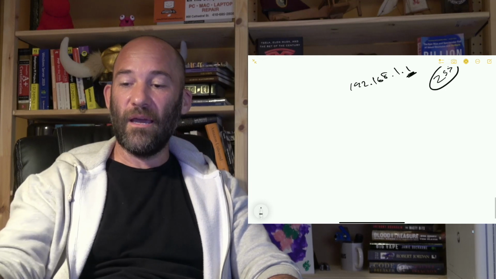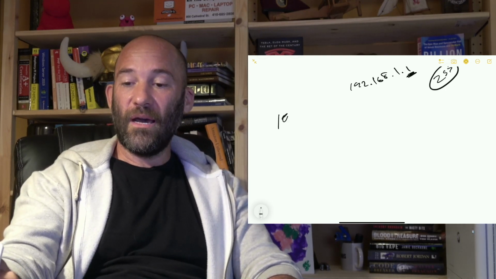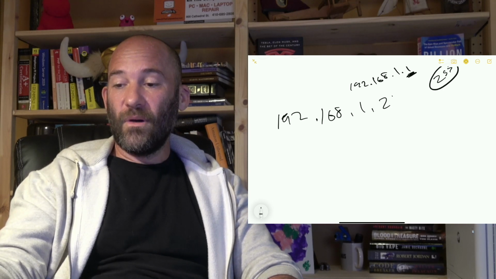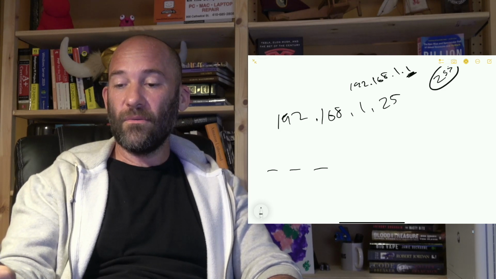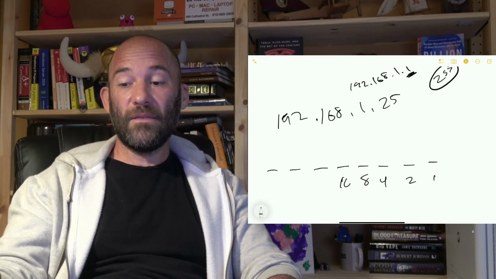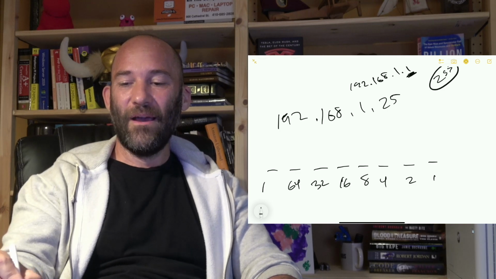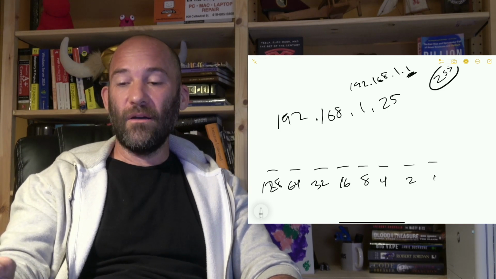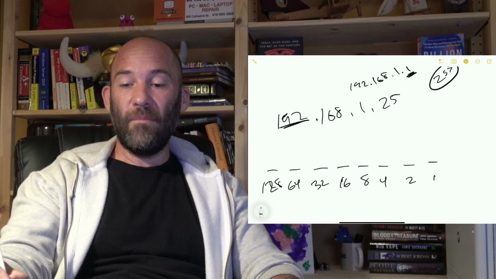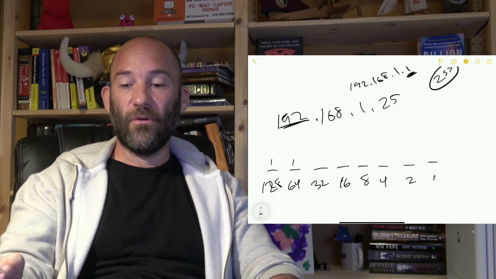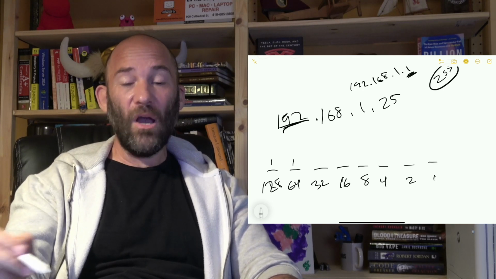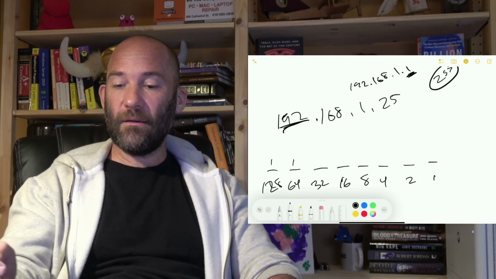So let's say you're looking at 192.168.1.25. If we take a look at the 8 positions, 1, 2, 4, 8, 16, 32, 64, 128, and we're trying to figure out the bits in the octet to represent 192, then it would be 1 for 128 and 1 for 64, and then 0 for everything else, and that should get us to 192, right?